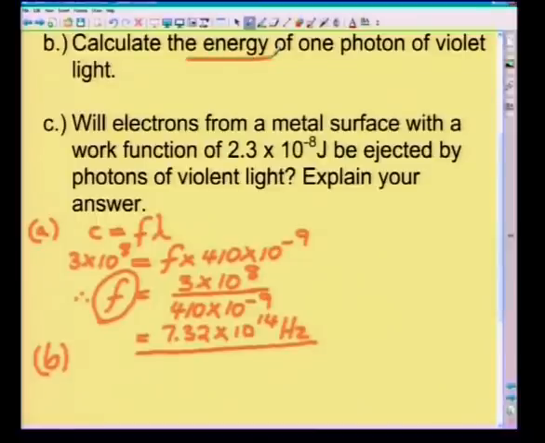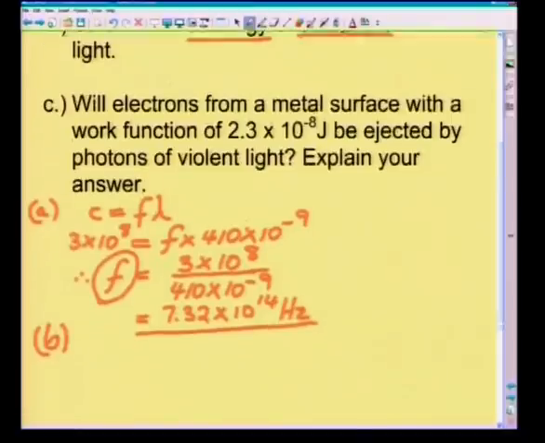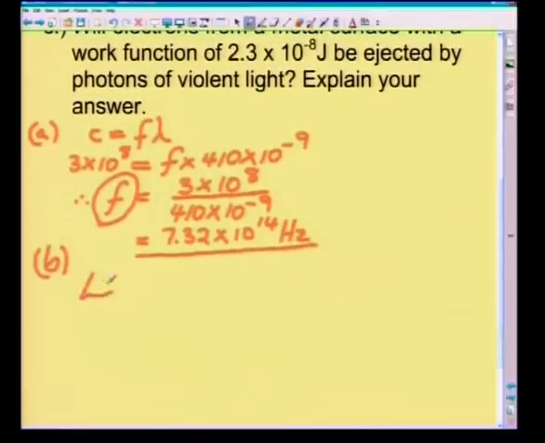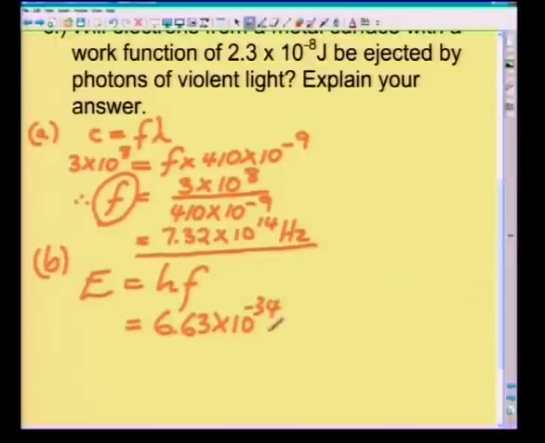The next question, question B, says calculate the energy of 1 photon of violet light. For one photon, the energy E is given by h times f. Now, what is h? Planck's constant, 6.63 by 10 to the power minus 34, times f, the frequency of ultraviolet light, which is 7.32 by 10 to the power 14 hertz.